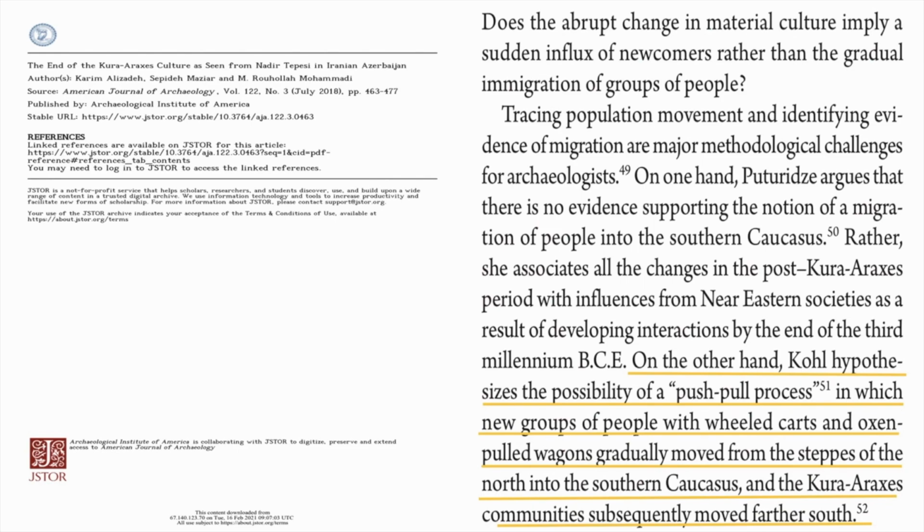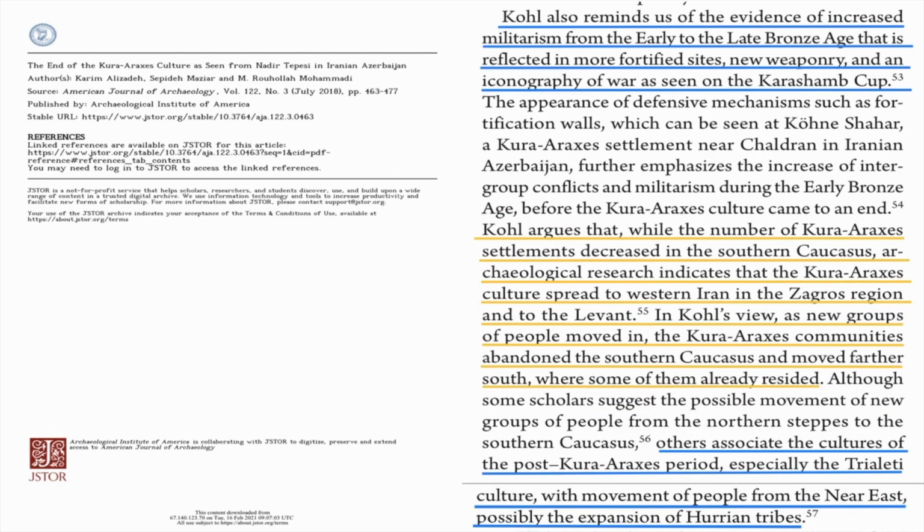fits with the Kura-Araxes migration. So this paper actually deals with the Kura-Araxes migration. It reads, on the other hand, Kohl hypothesizes the possibility of a push-pull process in which new groups of people with wheeled chariots and ox-pulled wagons gradually moved from the steppes of the north into the southern Caucasus, and the Kura-Araxes communities subsequently moved further south. So the Kura-Araxes communities, these Caucasian communities, moved further south.